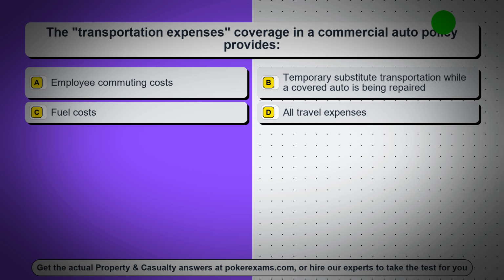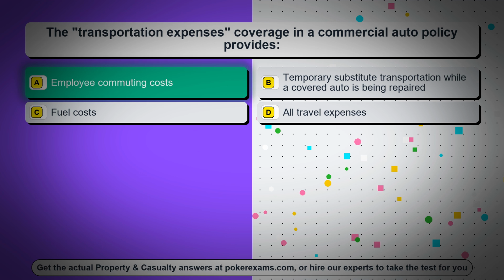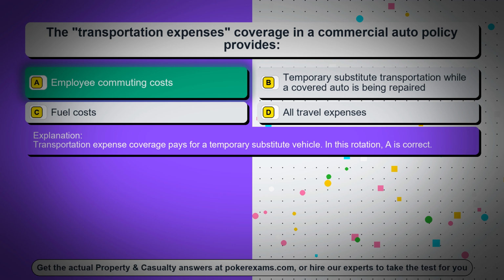Question 91. The transportation expenses coverage in a commercial auto policy provides. Option A, employee commuting costs. Option B, temporary substitute transportation while a covered auto is being repaired. Option C, fuel costs. Option D, all travel expenses. The correct answer is option A, employee commuting costs. Transportation expense coverage pays for a temporary substitute vehicle. In this rotation, A is correct.